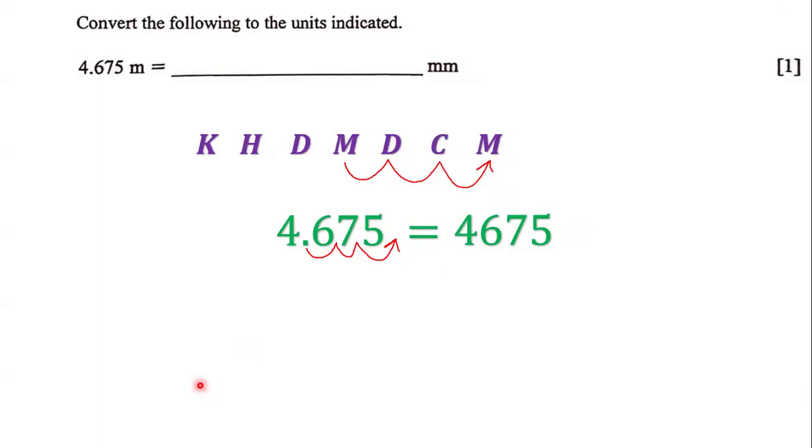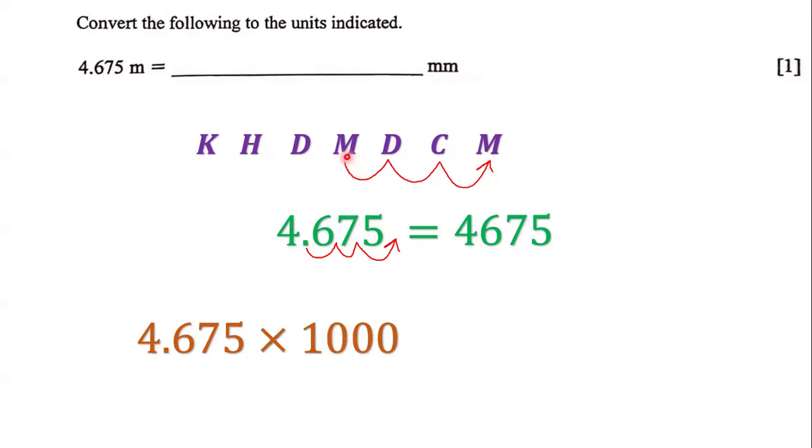So, okay, we could do it another way, right? What we could do is say, well, let's multiply. And we're going to multiply by 1,000. Why are we multiplying by 1,000? Because of what?